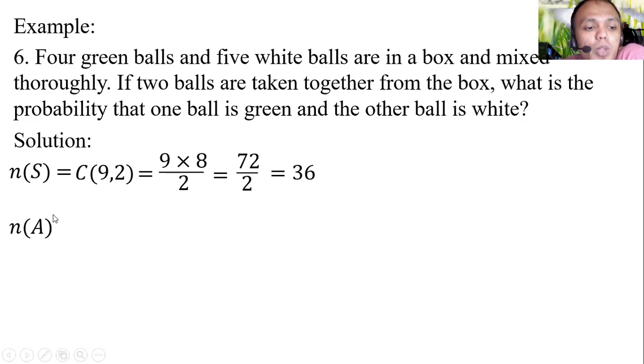And after that, compute for the event A, which is yung green ball. Okay, ilan yung green ball natin? 4. Ilan lang kailangan na green? 1.